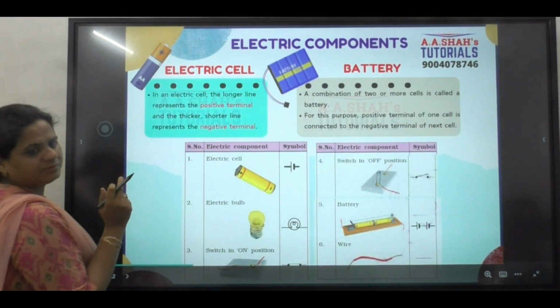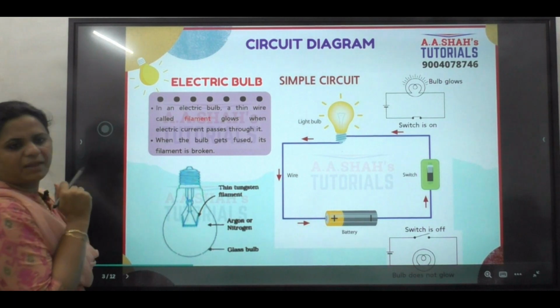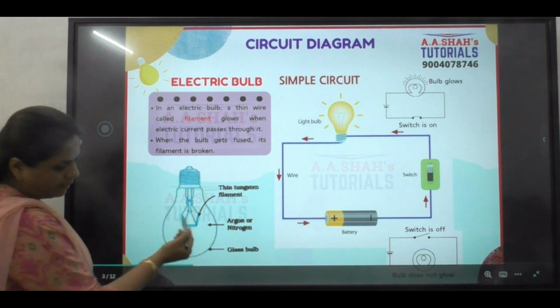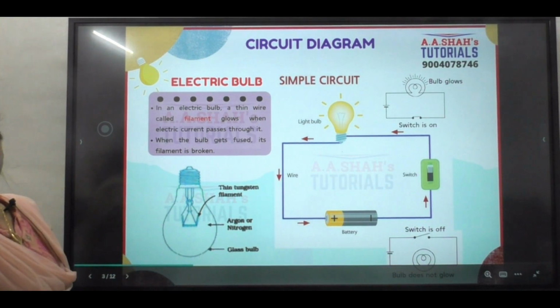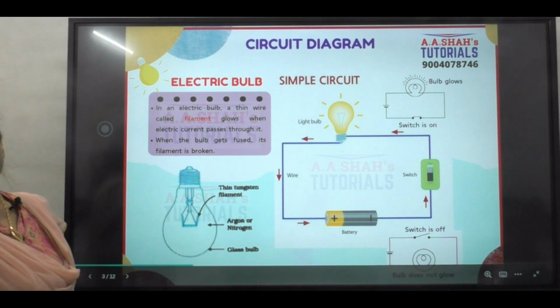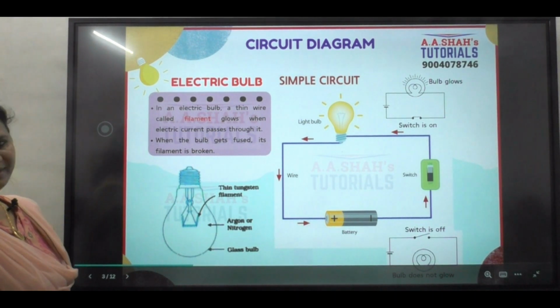So a bulb, you should know about a bulb too. What is a bulb? An electric bulb. What is the filament inside the bulb made of? Anybody? Argon and nitrogen. That is not the filament. Zinc. Not zinc.